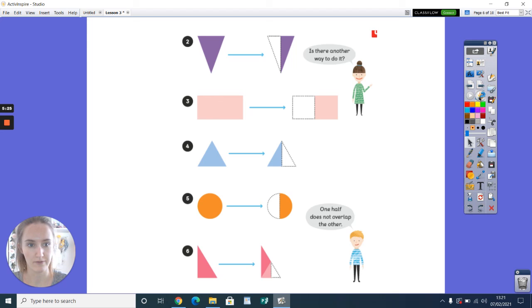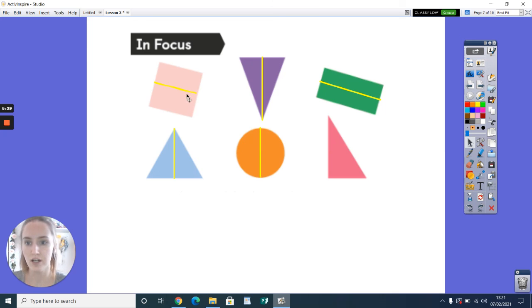Let's see. I've made it clear on here. So we've got a square. It's got a line of symmetry going across. It could also have one going that way. It could also have one going that way and that way. This triangle has a line of symmetry because this side, if you folded it, would overlap that side exactly. We did the rectangle together. We've got another triangle with a line of symmetry because if you folded it, this side would overlap that side exactly. It's identical. We've got a circle that's got a line of symmetry.